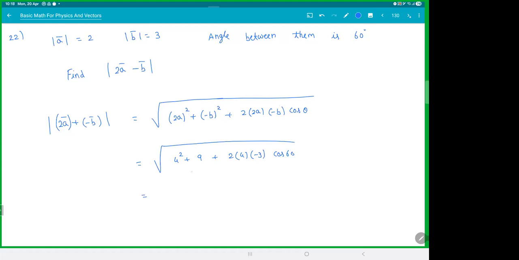That would be 9 plus 4, root 13. That would be minus 12. No, wait, what did I do? This is 16, right? Yeah, 25. 25 minus 12, that's root 13. Right, you forgot the root.